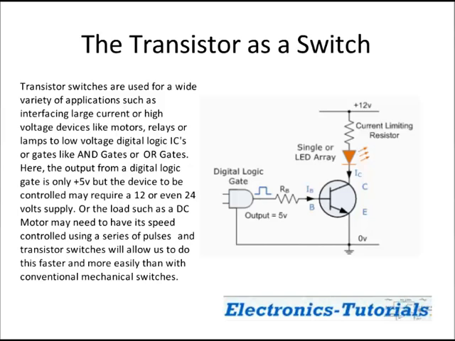Basically what we have here is, on the left-hand side, some sort of digital logic gate which has an output of 5 volts. But this 5 volts is not enough to drive or turn on some other device. So we need an electronic switch that can supply sufficient current to a device to turn it on and off. So in this case, we're going to use a transistor.